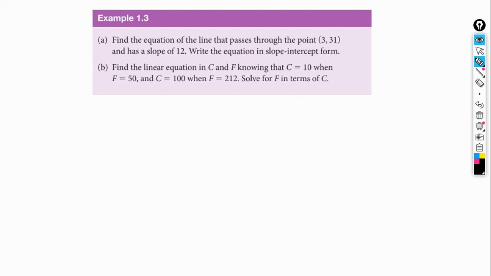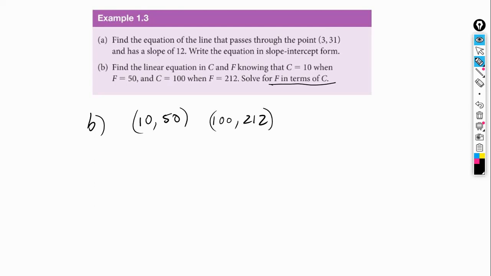So for part B, they say find the linear equation in C and F, knowing that C equals 10 when F equals 50, and C equals 100 when F equals 212. Solve for F in terms of C. Since they want us to solve for F in terms of C, that means that C would be our x and F would be our y. So we can take these as coordinates. So when C is 10, F is 50. And when C is 100, F is 212.